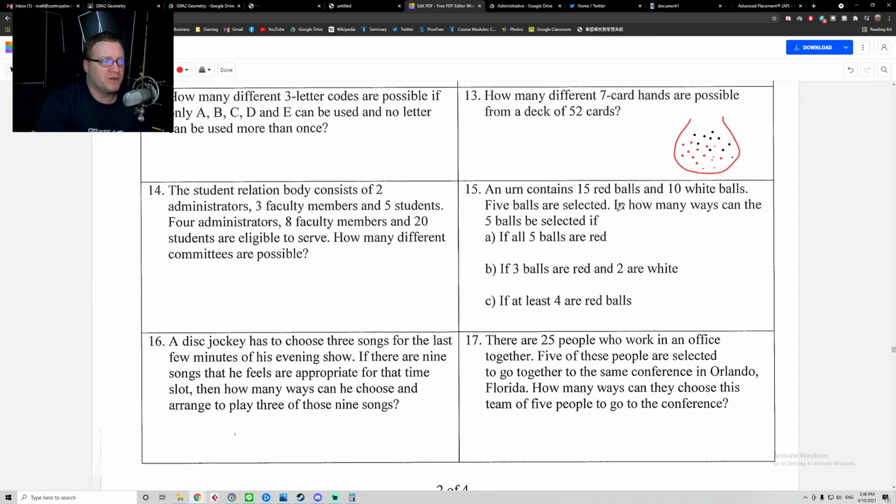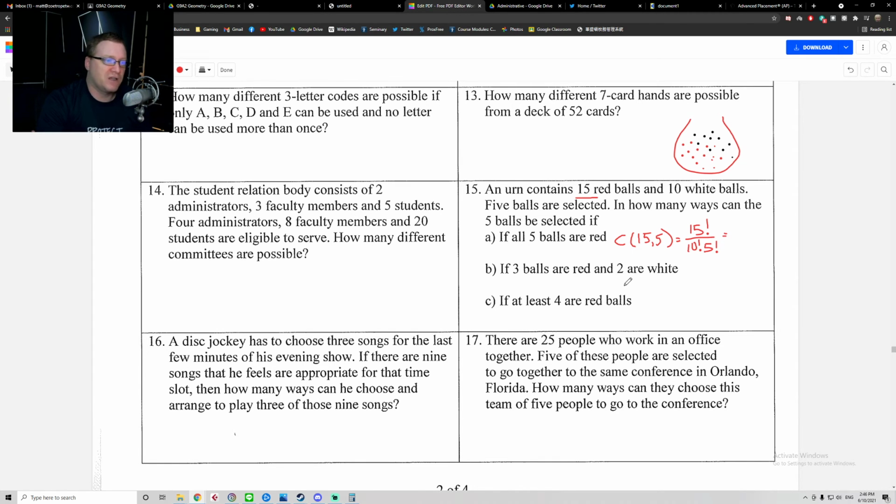Then the question is, how many ways can we choose 5 balls if all 5 balls are red? So if we are going to choose all 5 balls that are red, how many red balls are there? There's 15. We want to pick 5 from that 15. So that's going to be 15 choose 5. And that's it. It'll be 15 factorial divided by 15 minus 5, which is 10 factorial, and then 5 factorial.